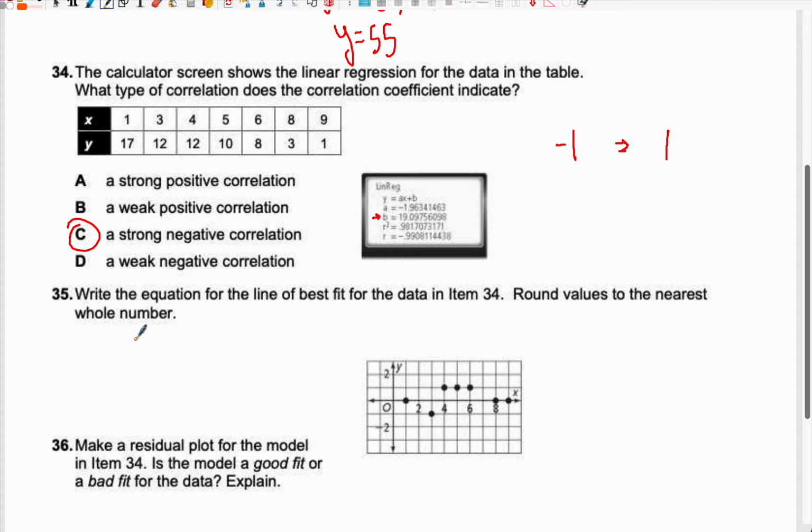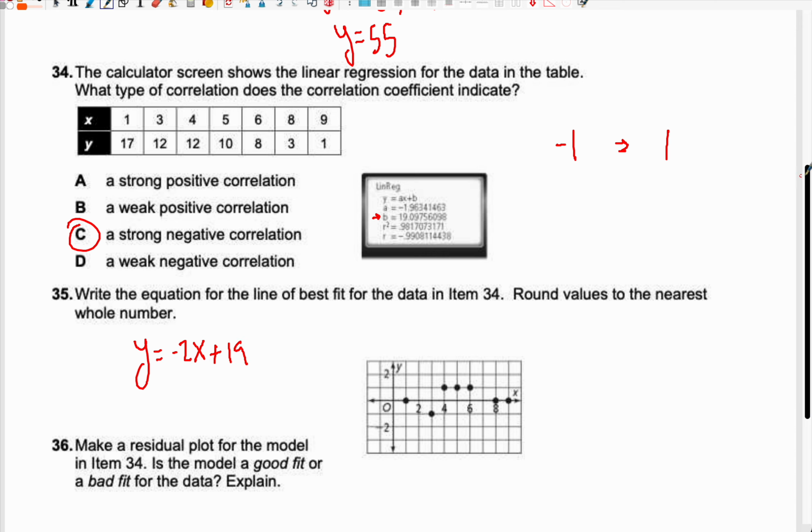But guys, all we have to do is this: y equals, it even tells you here, ax plus b. So the a value goes where your slope is, and it says to round to the nearest whole number. So -1.9 would just round to -2. -2x, and this 19 is positive, so it's plus 19.